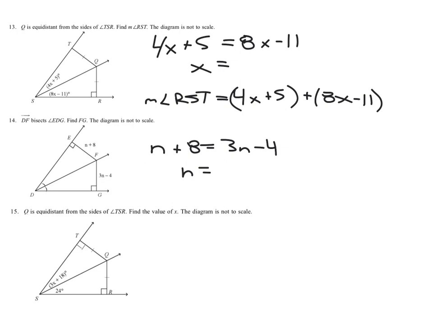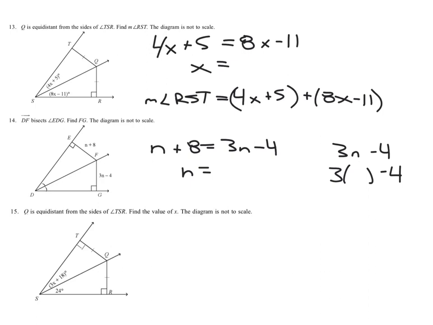Once you do that, they're asking for the length of FG, so you're going to say, okay, if FG is 3n minus 4, then you will plug in whatever you get for n to find out the length.